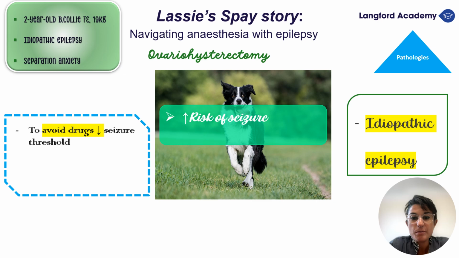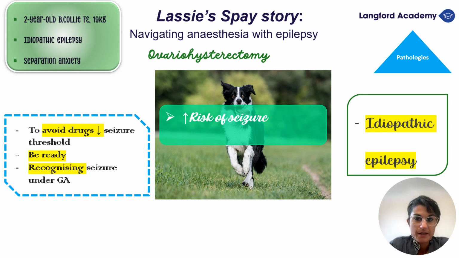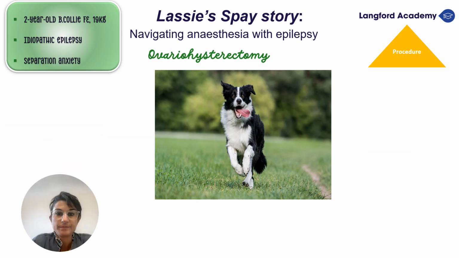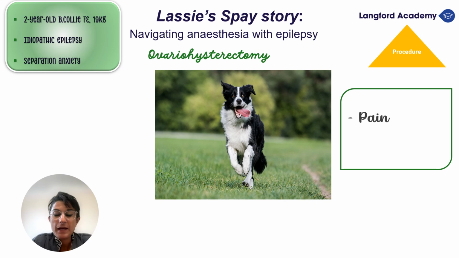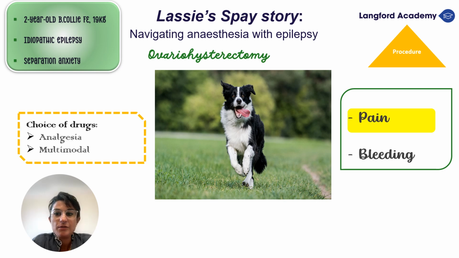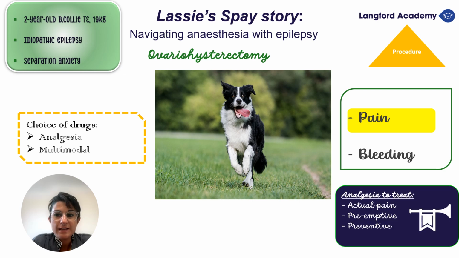So when we think about the plan, we need to avoid drugs that would reduce the seizure threshold, and we need to be ready, and we need to be able to recognize when the patient is seizuring under GA, if it does. In terms of procedure, pain is a major concern, as well as bleeding. So if we think about pain, we need to find drugs, again, that would potentially promote analgesia for when it happened, but preemptively and preventively, and it needs to be a multimodal analgesia plan.